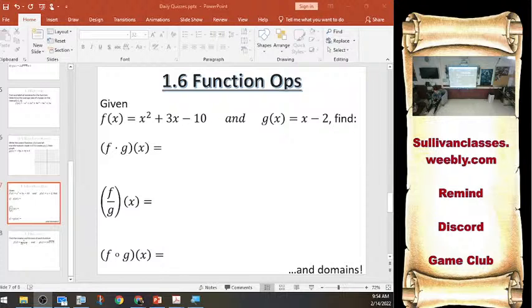You have two functions. You're supposed to do two to three different things with them. Don't miss the bottom corner. Also find their domains. Multiply, divide, compose, and find domains.